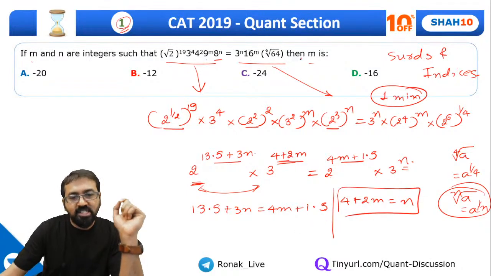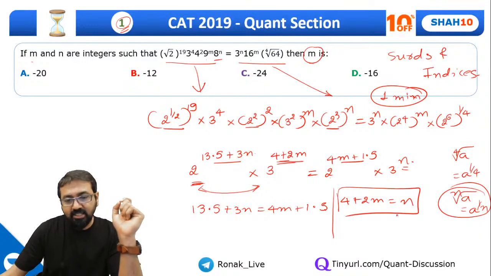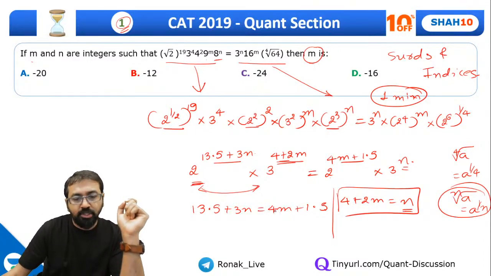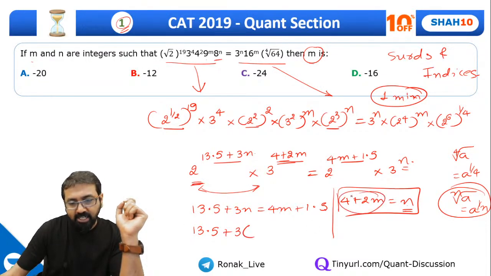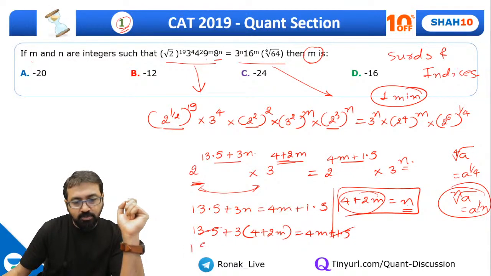Right? So since we want to find the value of n and the value of m, we will take this value of n and plug it in over here. So instead of n, write down 4 plus 2m. So what will you get? 13.5 plus 3 into, instead of n, I am writing 4 plus 2m, is equal to 4m plus 1.5. What is 13.5 minus 1.5? It's going to be 12.